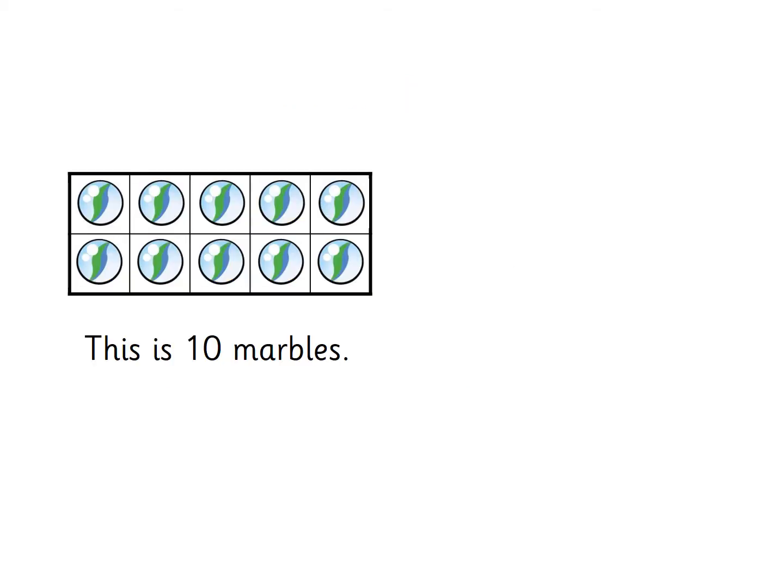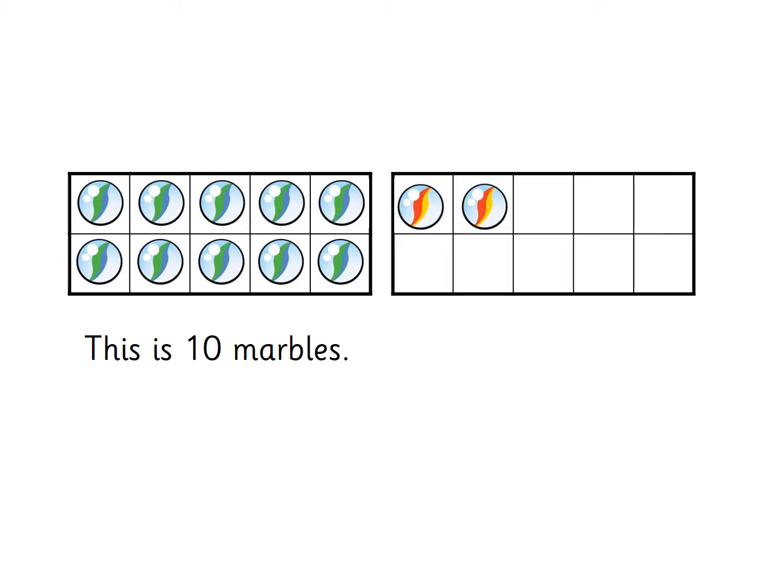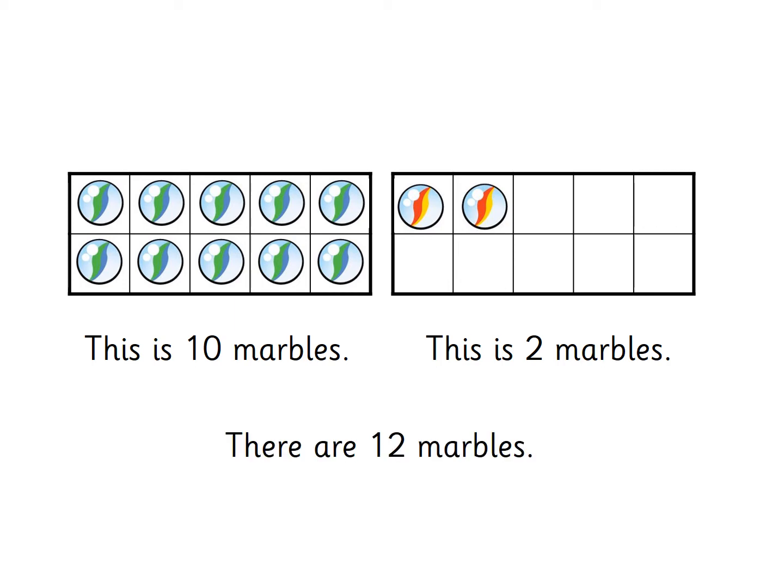Right, so this is 10 marbles. We can see it's in the shape of a tens frame and it looks full. So we've got 10 marbles there. And how many marbles have we got there? Well done, we've got 2 marbles. So what is 10 and 2? Count on from 10. 10, 11, 12. So there are 12 marbles. Can you say that? There are 12 marbles, super. So 10 and 2 is 12. 1 ten and 2 ones.